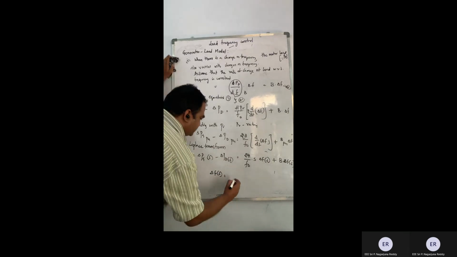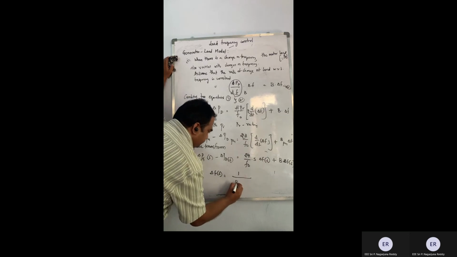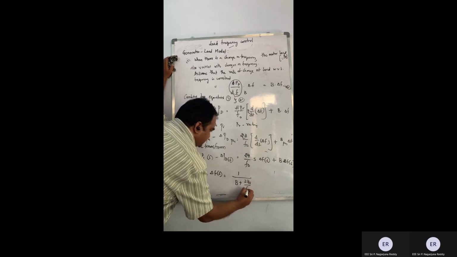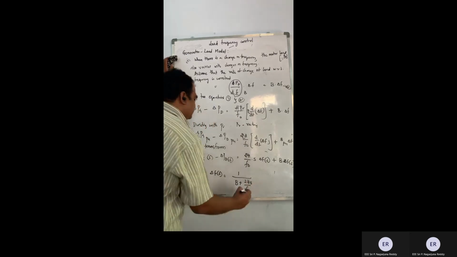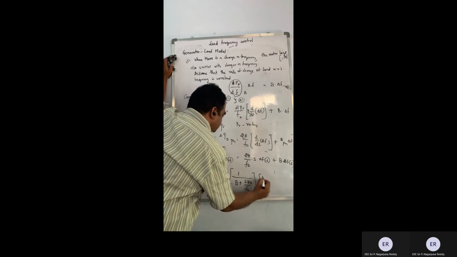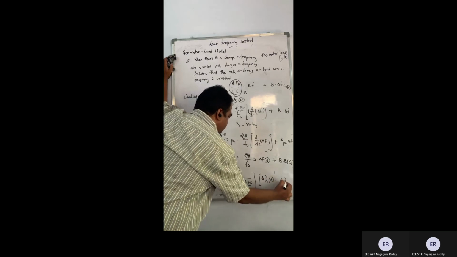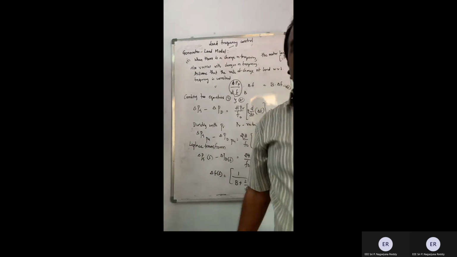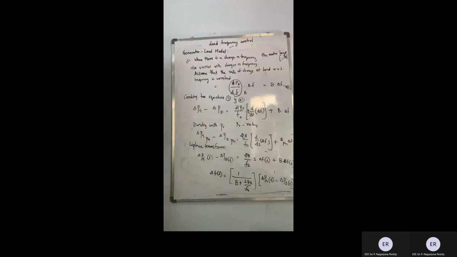Now, if you carefully see, the expression is 1 by B plus 2Hs by F naught, into delta Pg of S minus delta Pd of S. Isn't it? One minute.